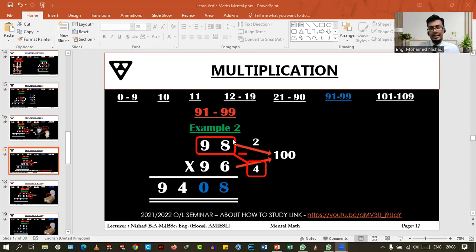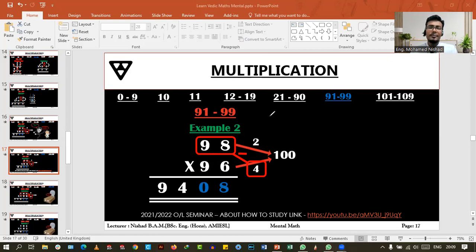Okay, so this technique is very simple. If we are going to multiply any two-digit numbers that lie between 91 and 99, in an examination or whatever, then it will be easy. We can calculate this within maybe 3 or 5 seconds. Let me explain it to you. It's very simple and interesting.